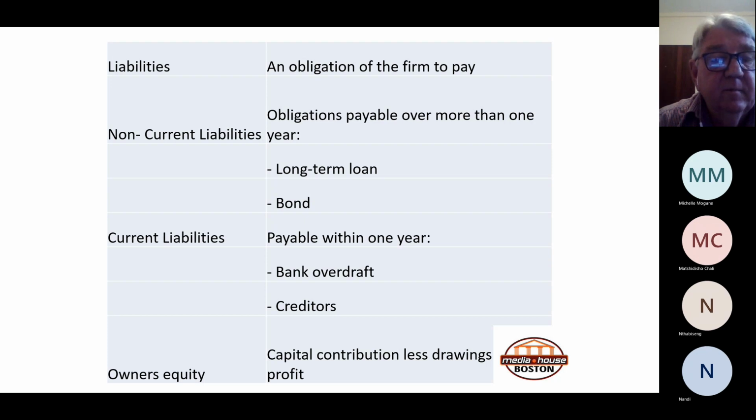Non-current liabilities. These are liabilities, obligations to pay over a period of more than 1 year. Typical: long-term loans and bonds over property. Those are typical non-current liabilities. Current liabilities, these are liabilities payable within 1 year. So that's normally like your bank overdraft and your creditors.